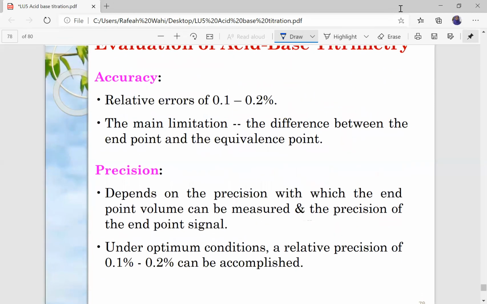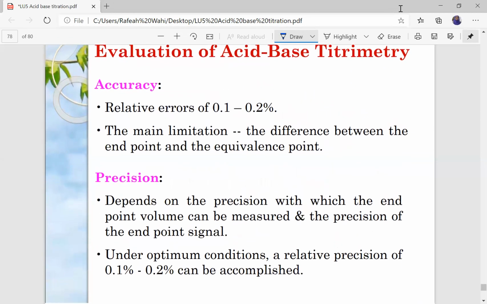Another point of view that we have to consider for acid-base stoichiometry is the accuracy of method that we want to use. The relative error should be between 0.1 to 0.2%. And the main limitation is the difference between the endpoint and the equivalence point, which is the determinate error. So this is the main limitation.